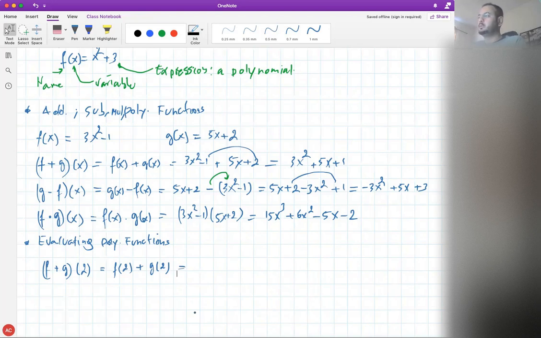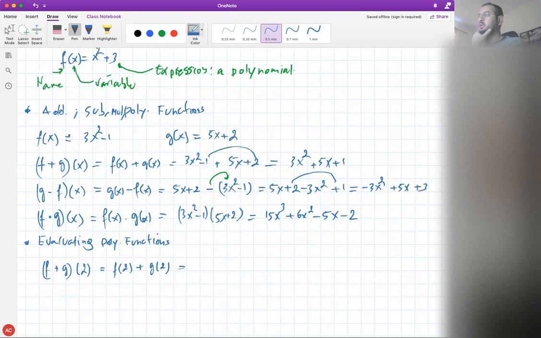Are you multiplied by the value? We can either find f of 2. How do we find f of 2? We plug into the function f, replacing x. So instead of x, you put 2. This is what we did when we graphed functions. That's right. So f of 2.